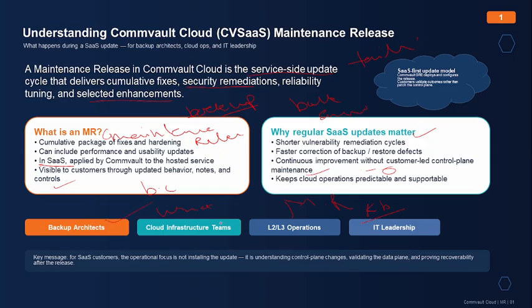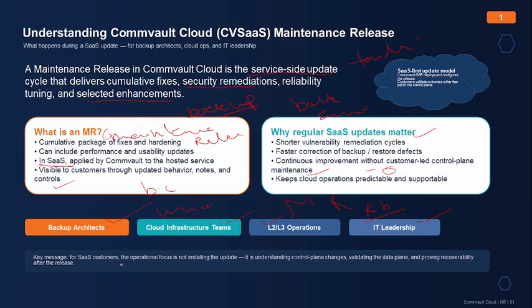The audience is the backup architect, cloud infrastructure team, L2 and L3 operations, and IT leadership. I mentioned these four core teams in the slide because they need to understand L1 or L2 operations, and even the IT leads who lead the backup environment know everything after an update: what we need to check after the update.